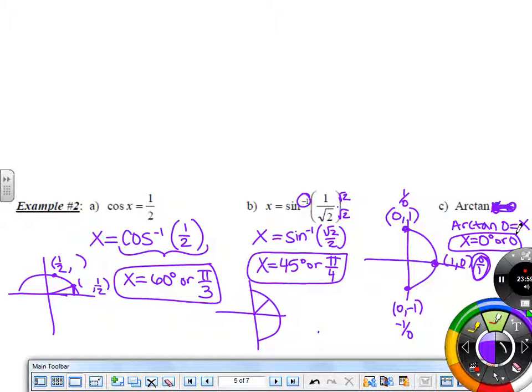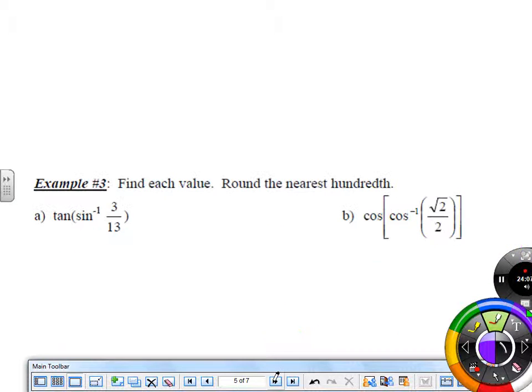All right, making sense? Kind of the connection. Okay. The unit circle knowledge doesn't change. It's just how we're using it. So here's where it gets ugly.